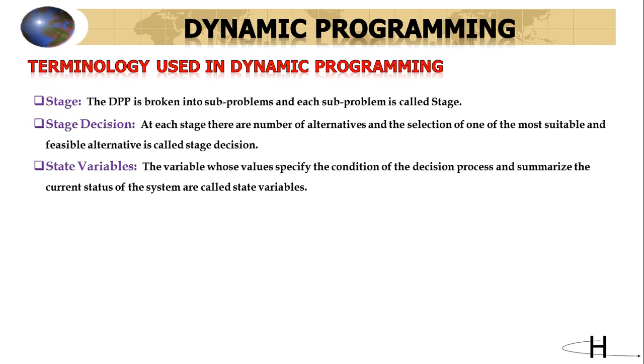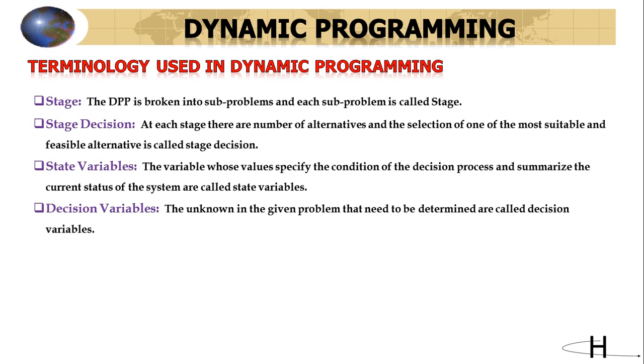Next term is state variables. The variables whose values specify the condition of the decision process and summarize the current status of the system are called state variables. Next term is decision variables. The unknowns in the given problem that need to be determined are called decision variables.